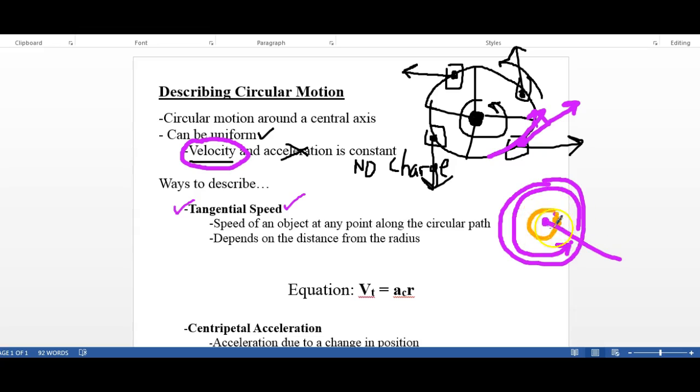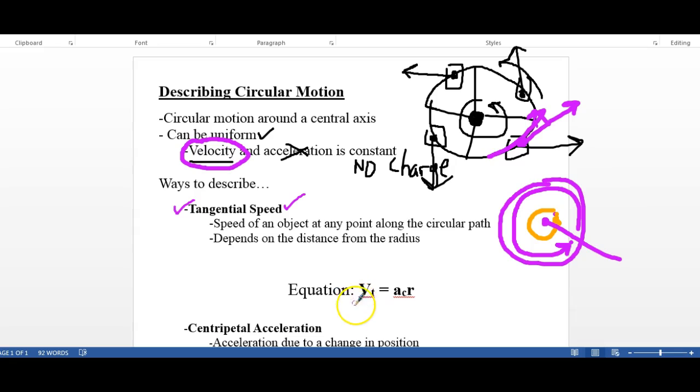Depending on how far you are from the radius, that will cause your speed, with uniform velocity, to be greater. So if you're a bug right here, you're not going as fast as the bug that's out here, because you have to be in the same spot at the end. That's something to remember about tangential speed, and what it means about distance from the radius.